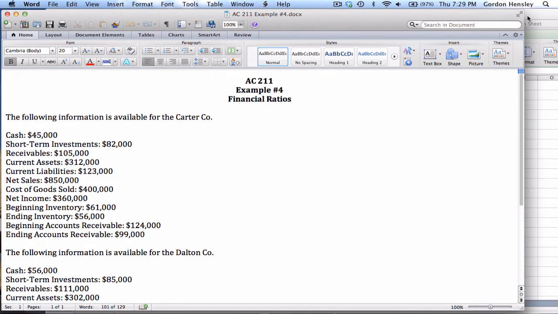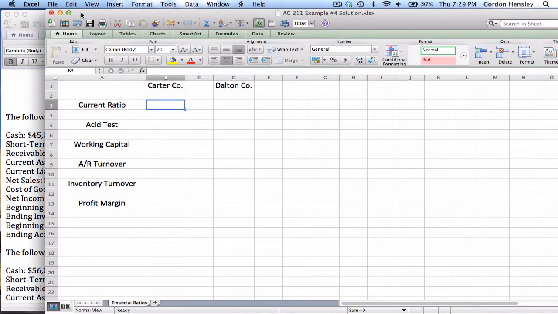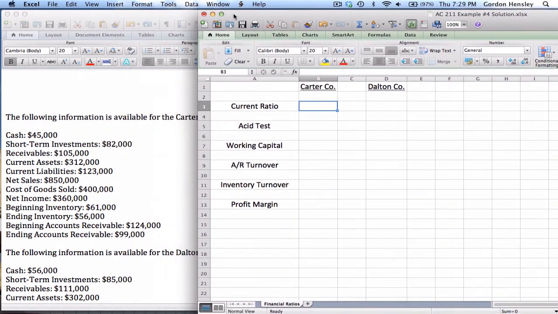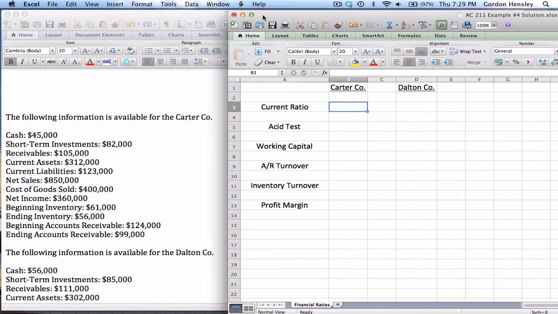So to do this, we're going to calculate these in Excel, and I've just set up a very simple and basic spreadsheet that has the name of each company and an area for me to put the answers. That way I can see how they directly compare to each other. Now, the first one I'm going to calculate is the current ratio. Current ratio is based upon a simple formula, current assets divided by current liabilities.